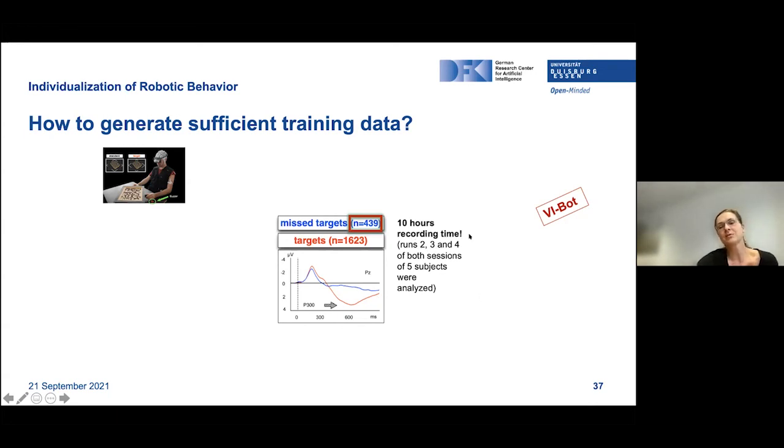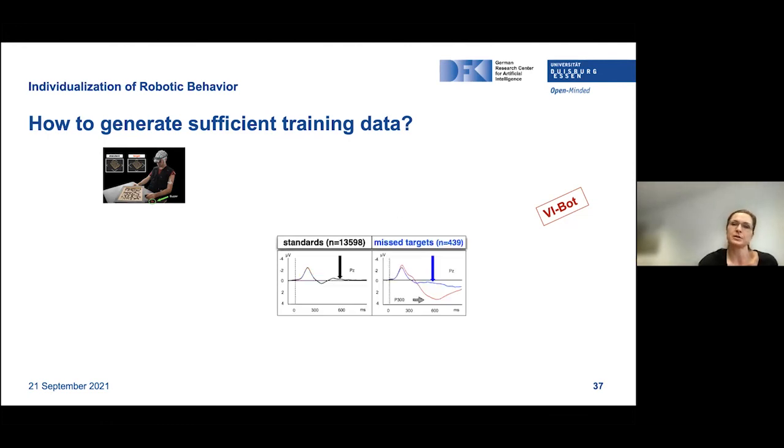So this is quite a lot of data, and you can imagine you cannot do that in a real application. That's no way to do it. Even here, with 400 examples, it's hard to train a classifier. Usually you don't train on 5 subjects, right? You train for 1 subject. So you can imagine that with the 439, you have less than 100 examples for 1 subject in the end.